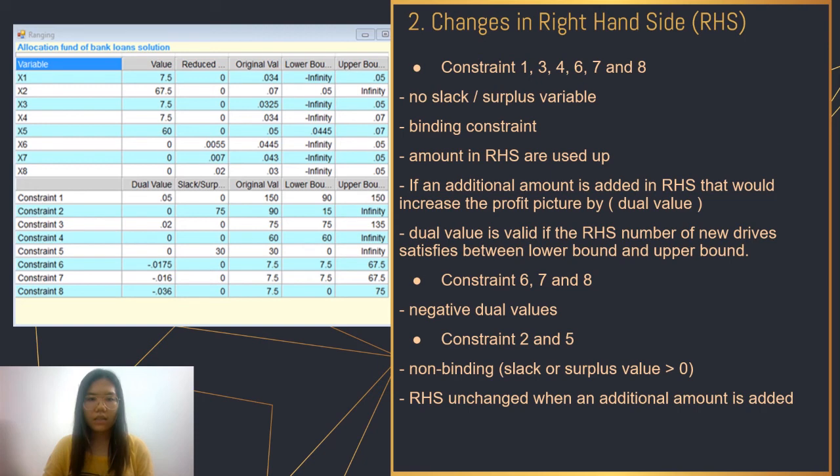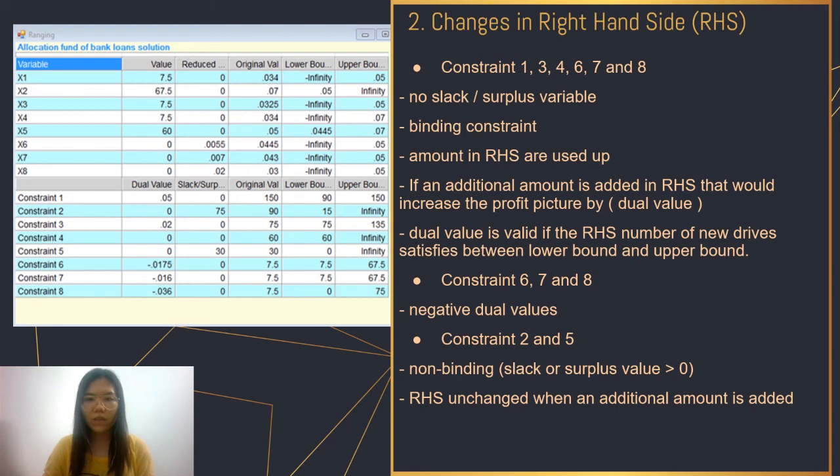The second is the changes in right-hand side. The table shows that constraints 1, 3, 4, 6, 7, and 8 do not have the slack and surplus variable. This indicates that those constraints are the binding constraints. Thus, the amount in the right-hand side for those constraints is used up. It also means that if an additional amount is added in right-hand side of constraints 1 and 3, that will increase the profit by 0.05 billion and 0.02 billion respectively.